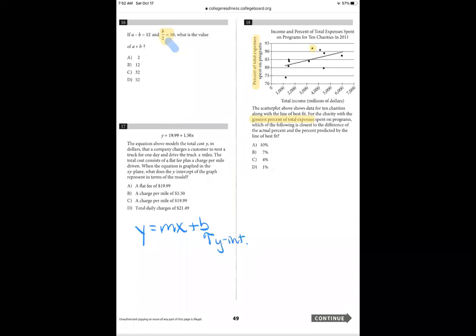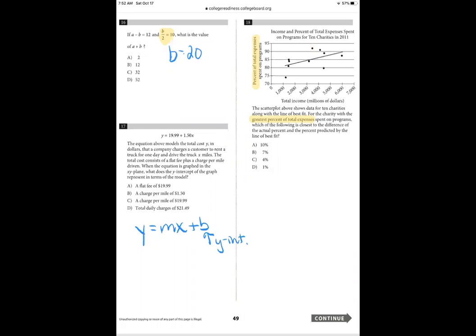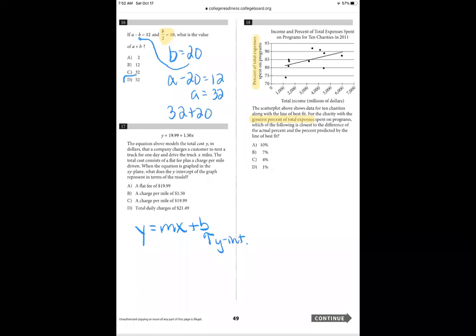You can just multiply by 2, and that will give us b equals 20. Once I know b equals 20, I'm going to go back to the first equation, and I have a minus 20 equals 12, which means a is 32, and we're asked for the value of a plus b, so that just gives us 32 plus 20 to get a result of 52. So the answer for that one was D.